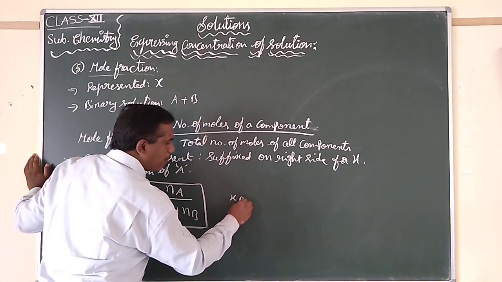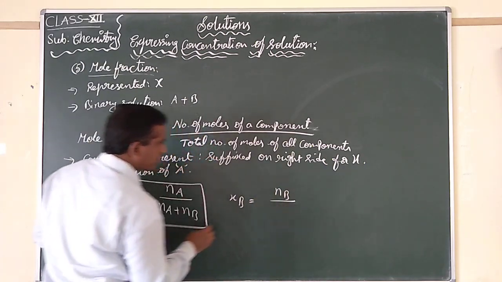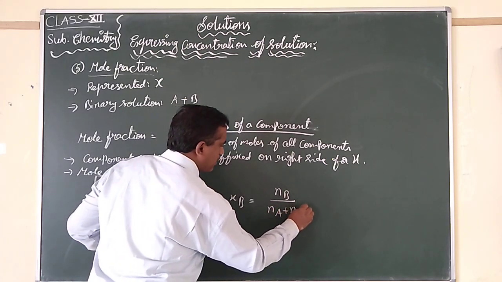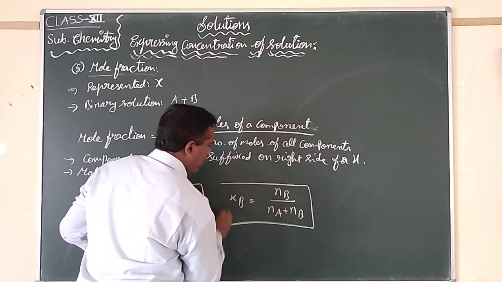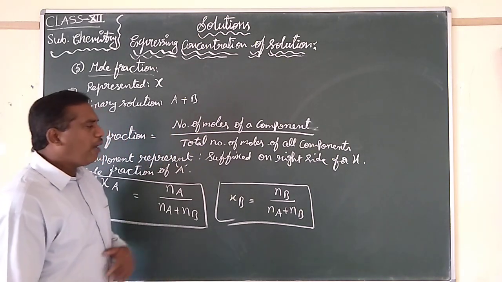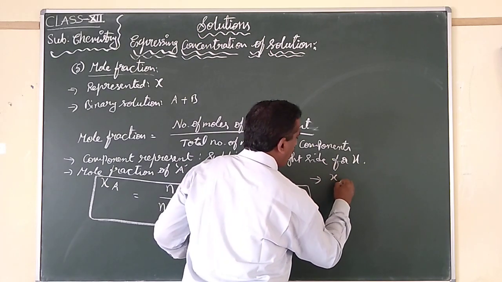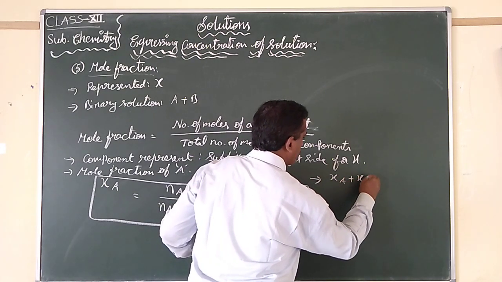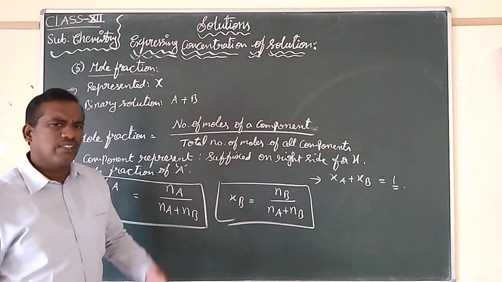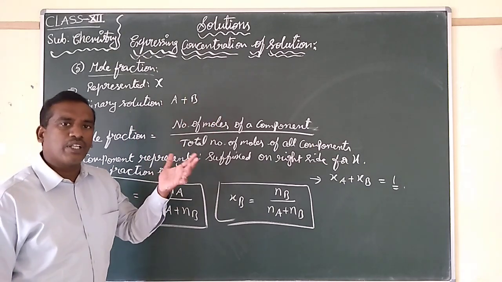How do you express the mole fraction of B? Mole fraction of B is equal to the number of moles of B by the total number of moles present in the solution. Observe the main key point on it. The total of the mole fractions will be equal to 1. If there are 2, they will be equal to 1. If there are more also, they will be equal to 1.